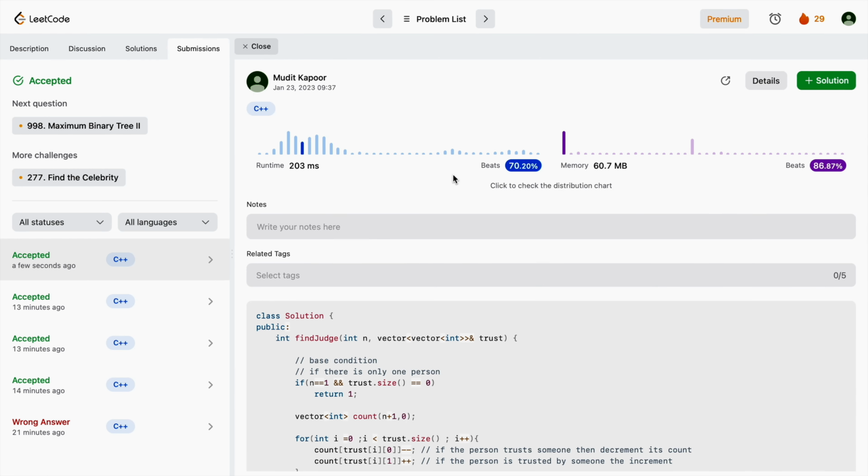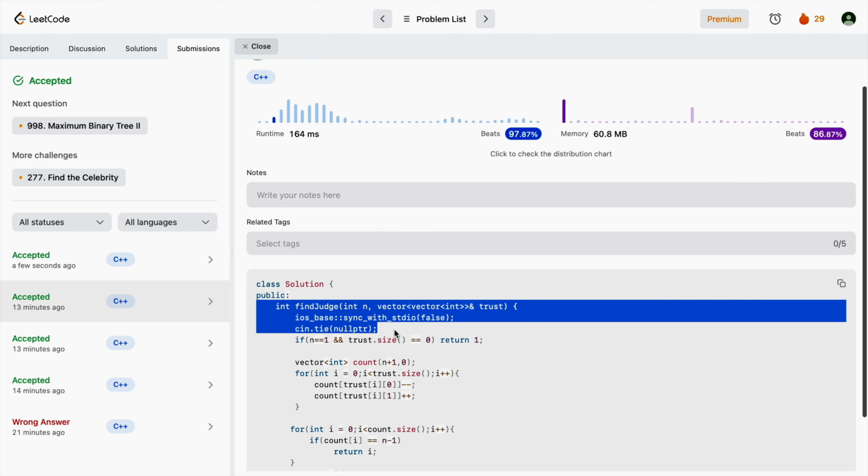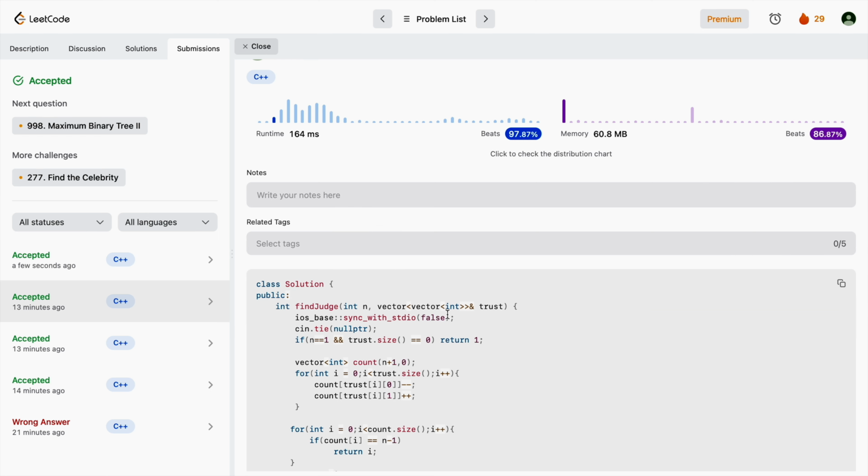So it's beating 70%. I have not used two lines which I told you are very useful for reducing the runtime. I used them a couple of minutes earlier, and that beats 97%. It reduced my runtime, and those two lines are these. I told you in one of my videos what these two lines mean.